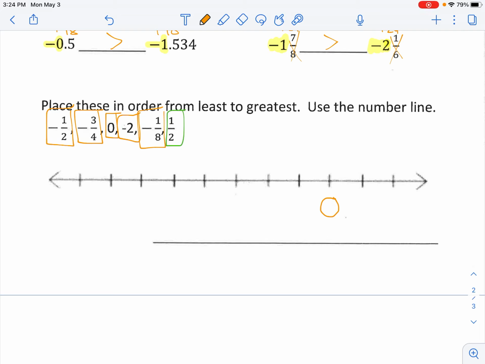So if that's 0, and I notice that my denominators are 2, 4, and 8, so I'm actually going to choose to count by fourths. So if this is 1/4, then this is 1/2, and this is negative 1/4, and negative 1/2, negative 3/4, negative 1, negative 1 and 1/4, negative 1 1/2, negative 1 and 3/4, negative 2.